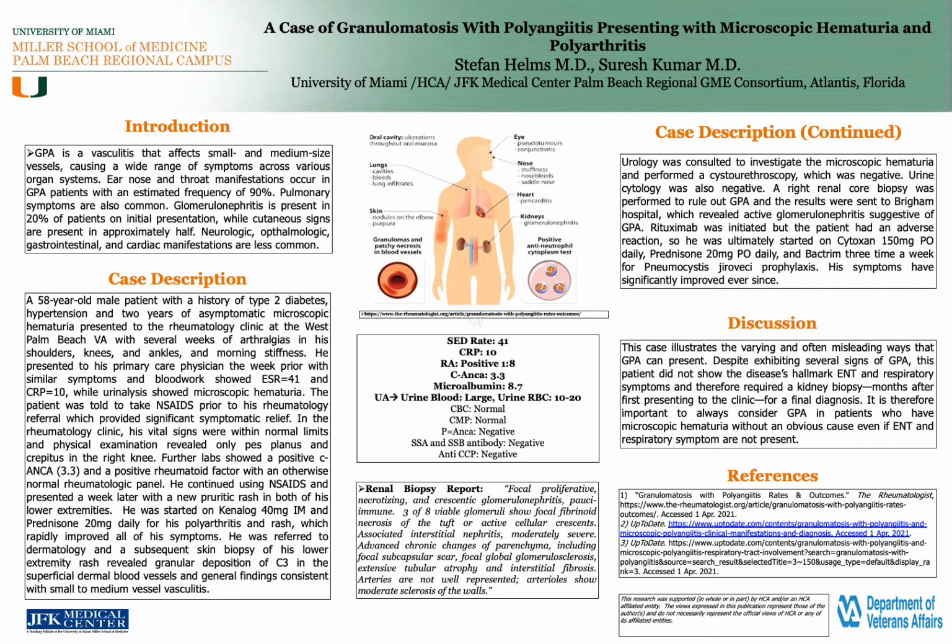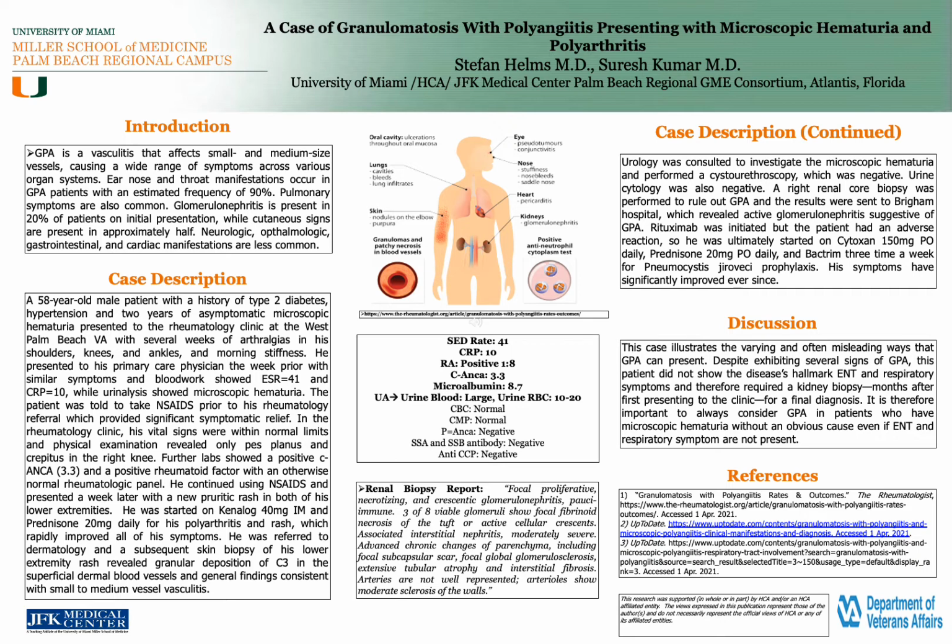In the rheumatology clinic, his vital signs were within normal limits, and his physical exam revealed only pes planus and crepitus in the right knee. Further lab workup showed a positive C-ANCA of about 3.3 and a positive rheumatoid factor with an otherwise normal rheumatological panel. At that time, he continued using NSAIDs and presented about a week later with a new pruritic rash on both of his lower extremities.